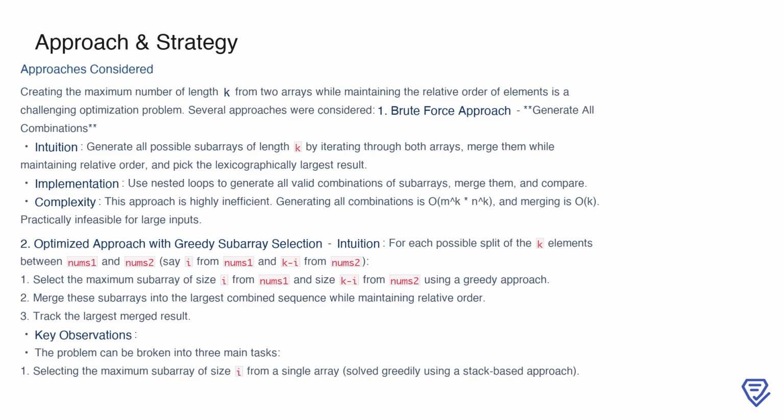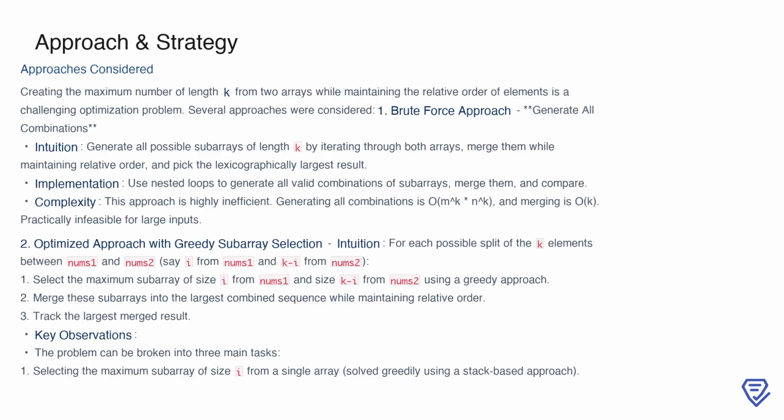To address this inefficiency, we turn to an optimized greedy approach. The key idea here is to split the k elements between the two arrays. For each possible split, we select the maximum subarray of the given size from each array using a greedy approach, merge these subarrays into the largest combined sequence, and keep track of the best result.